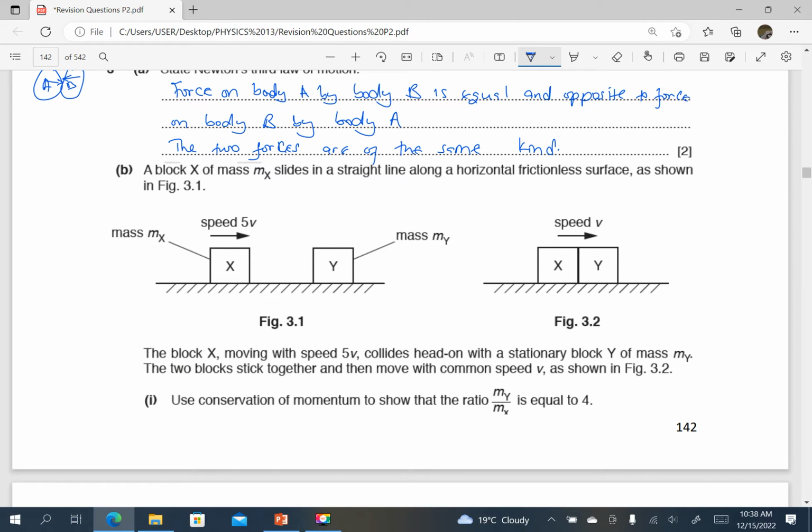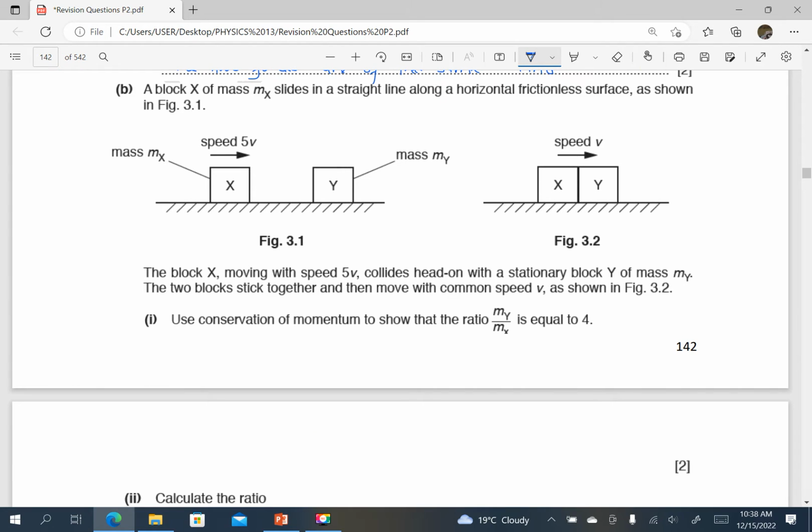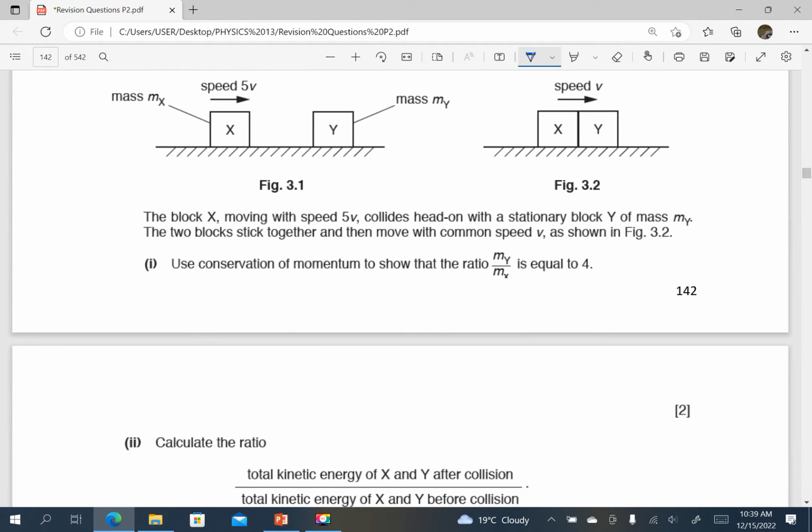A block X of mass mx slides in a straight line along a horizontal frictionless surface as shown in the figure. So we see block X, its speed is 5v, block Y, and the block Y is stationary. When they interact, they stick together, as you can see, and move with a common speed v. Use conservation of momentum to show that the ratio my over mx is equal to 4.